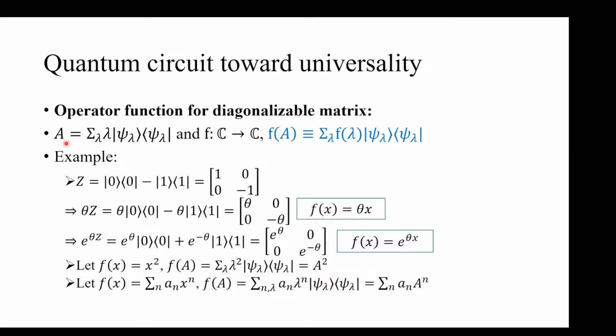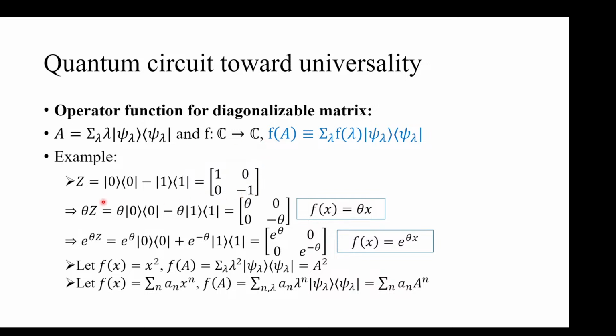Okay, like this. So if your matrix is diagonalizable with eigenvalue lambda and eigenstate psi lambda, then we just define a function on the matrix as you put a function on the eigenvalue. Okay, so you have some function f of x from complex number to complex number.